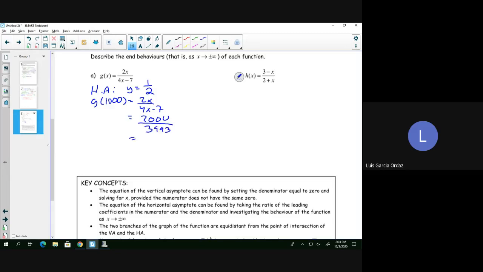So this is just equal to 2,000 divided by 3,993, which gives us 0.501. Is that greater than 1/2? Which is greater than 0.5. And all this implies is that as x approaches positive infinity, y approaches 0.5, which is the horizontal asymptote, from above. Okay?